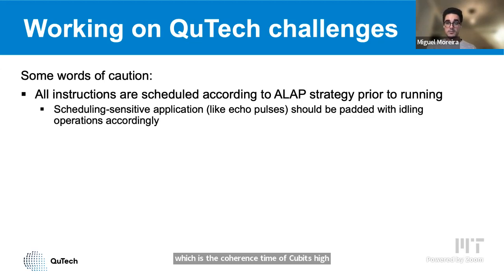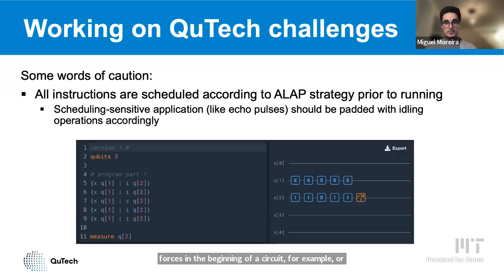However, if you're not aware of it, you may fall victim to it, especially in case you're running very scheduling sensitive programs, like those with echo pulses in the beginning of a circuit, for example, or in the middle of a circuit, I should say. In those cases, users should use the idling operation that I've mentioned before to control the scheduling of instructions. And I'm demonstrating here a very simple case where we do an echo pulse on qubit 2, and we use the identity gates to ensure that it is scheduled exactly at the middle of the sequence of gates applied to qubit 1.